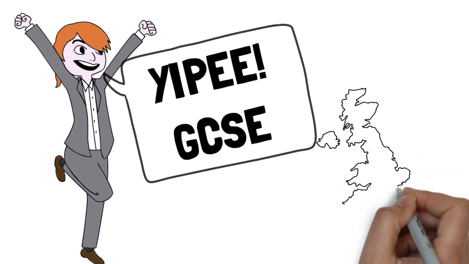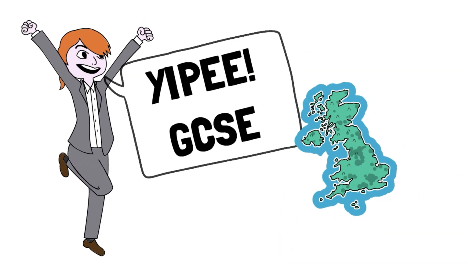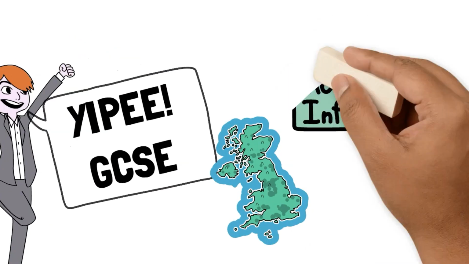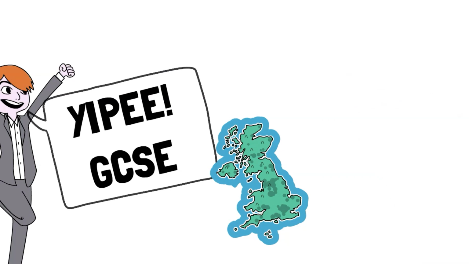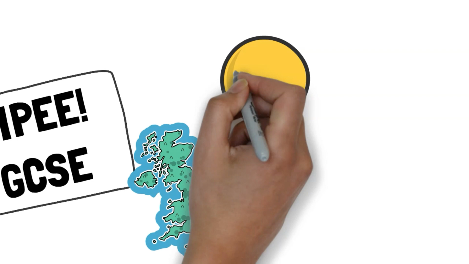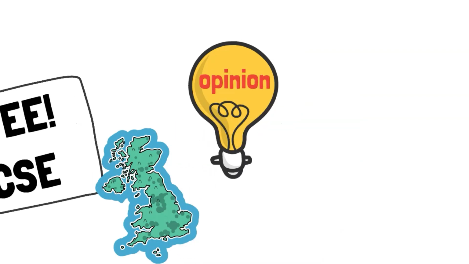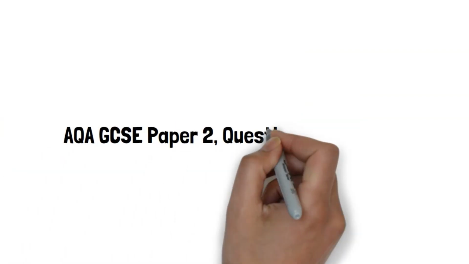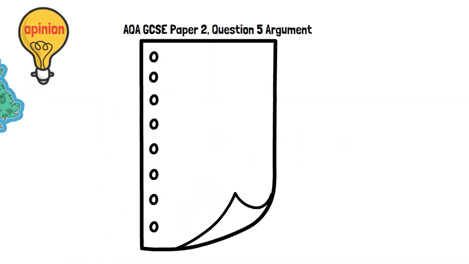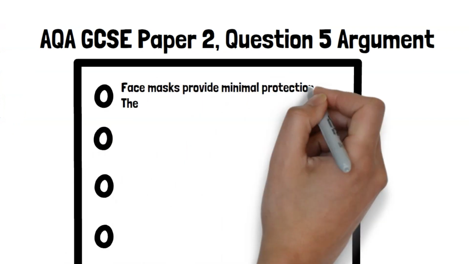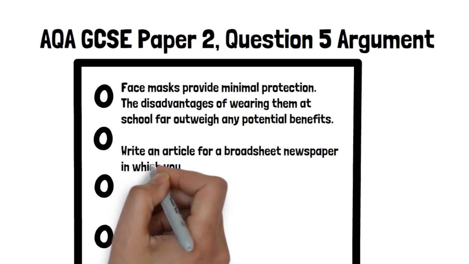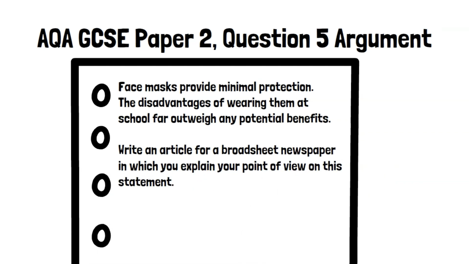So the first way that exams are easier in the UK is that you won't be asked to argue about something that you don't have facts and opinions for. And that's why I've chosen a topical thing like masks for coronavirus. Everybody has heard enough about this to have some sort of opinion. At GCSE, AQA for example, paper 2, question 5, there is a very particular wording. Face masks provide minimal protection. The disadvantages of wearing them at school far outweigh any potential benefits.